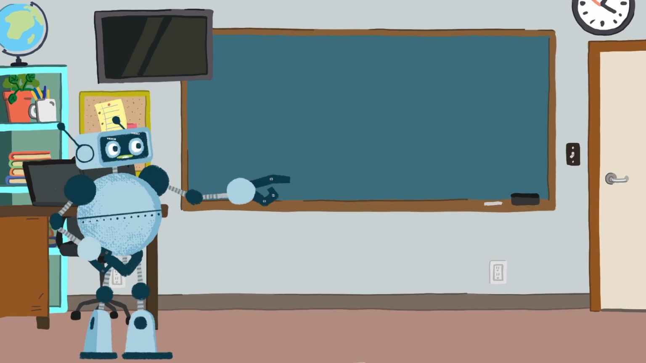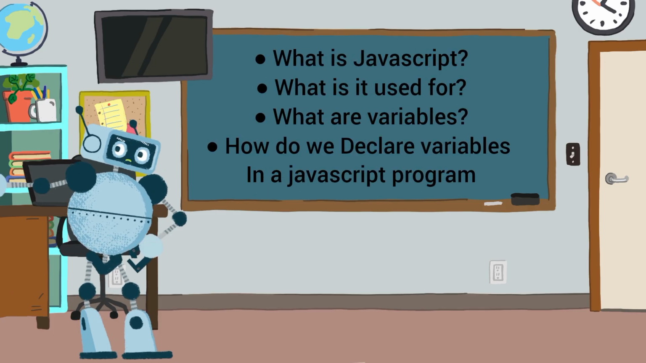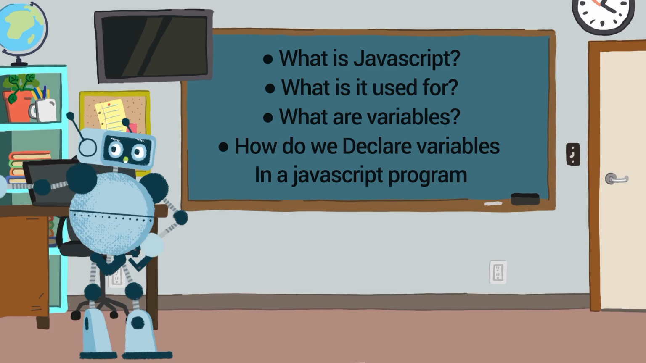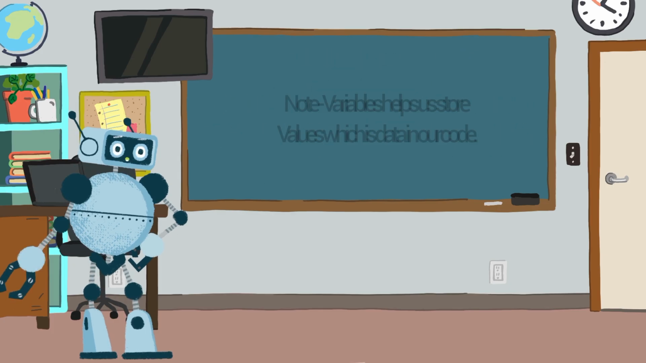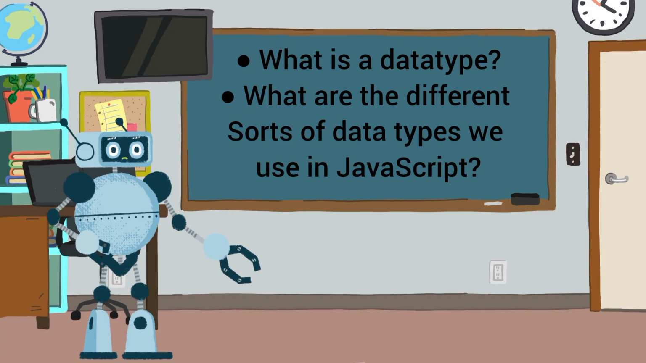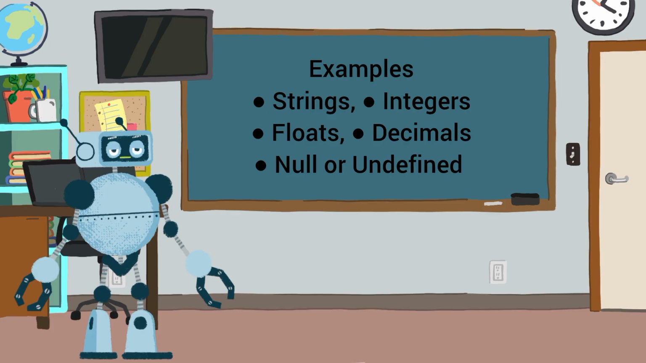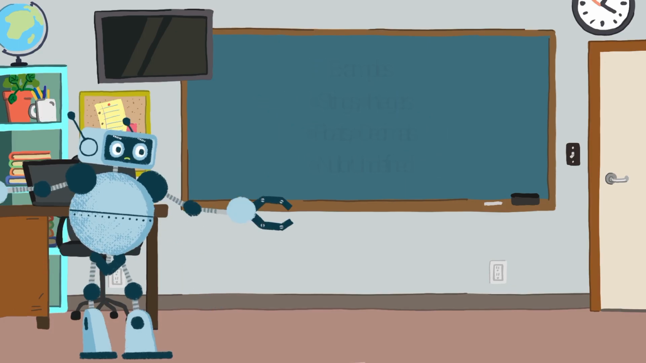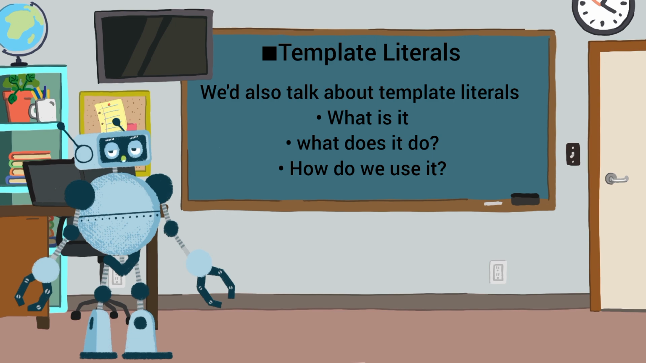Today we are going to be talking about what JavaScript is, what it's used for, what variables are, how to declare variables in a JavaScript program, which helps us store data, what a data type is, and the different sorts of data types we have in JavaScript, examples being strings, numbers, booleans, and null. And finally, template literals, which are a way to format text when printing with the console.log method.